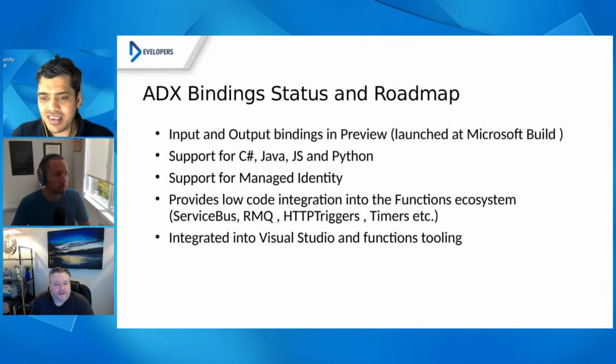Recently, at the Build conference, we announced that we are releasing in preview the input and output bindings of Azure Data Explorer. The first versions have support for C#, Java, JavaScript, and Python. And as a first-class citizen, we offer support for managed identity as well with these bindings. The key value that we want to add here is integration with a lot of different triggers and connectors that are already there as part of the Azure Functions ecosystem.